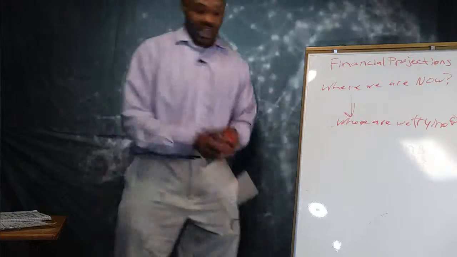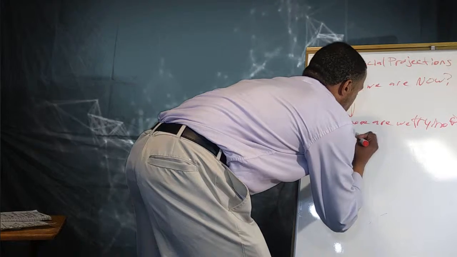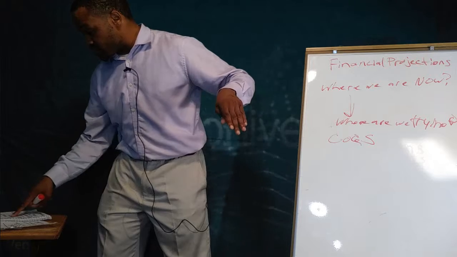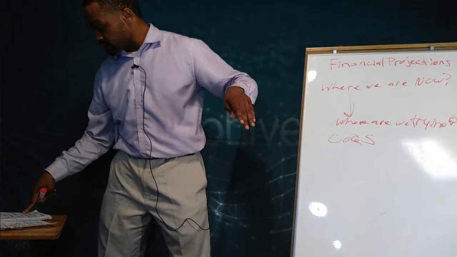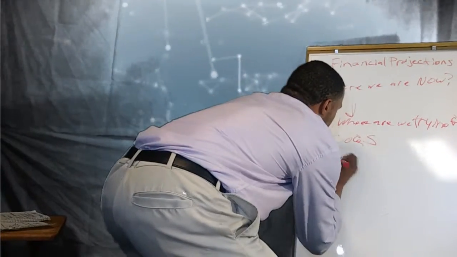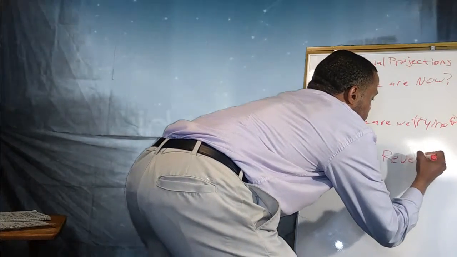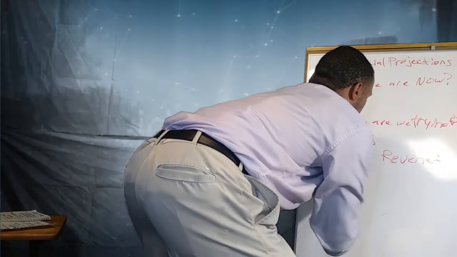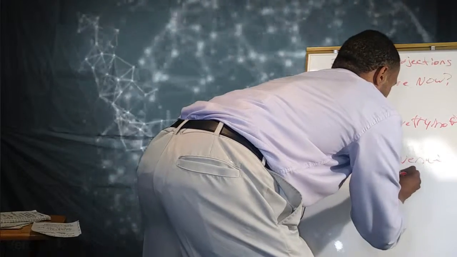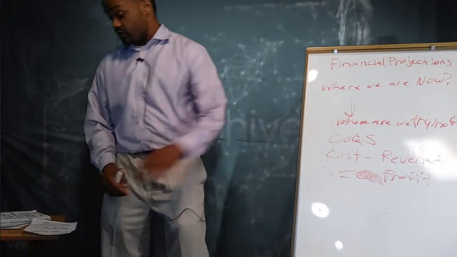But we need to understand the gross margin formula, the cost of goods sold formula. You guys probably study this. So I have it here. Let's understand this formula: cost of revenue minus revenue equals gross profit. So that's that. I want to give you guys some examples.